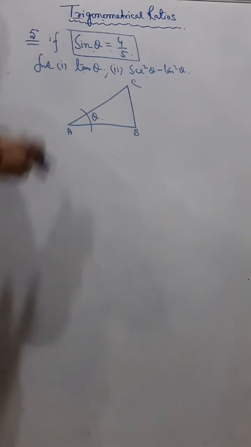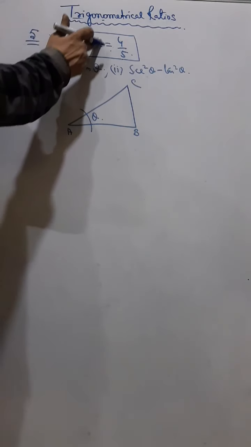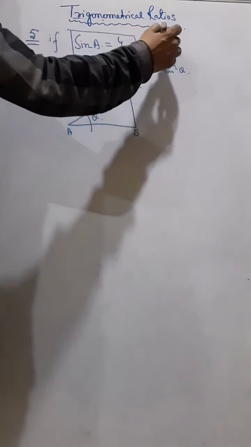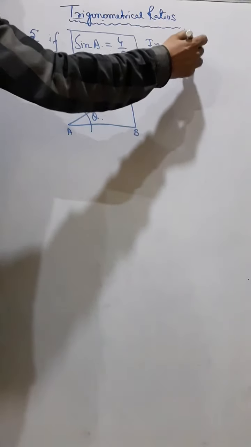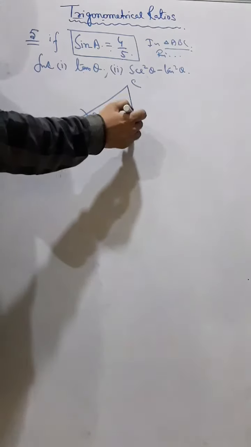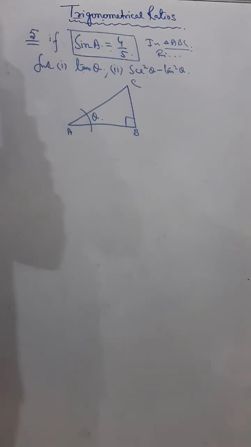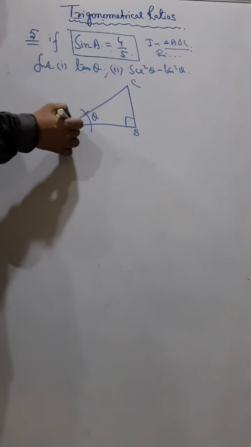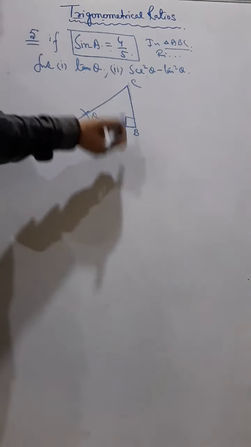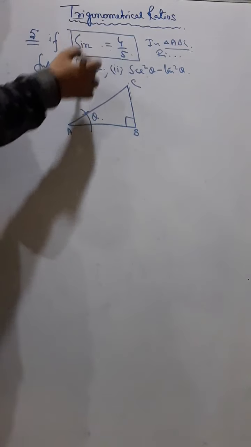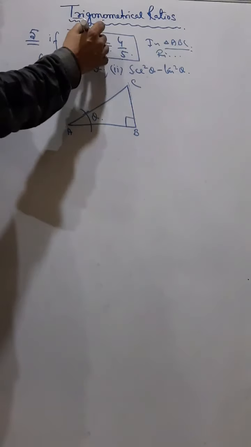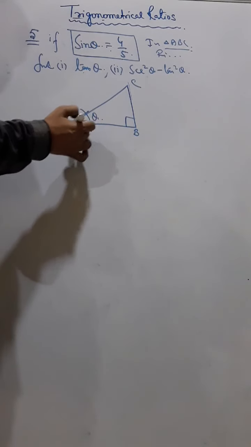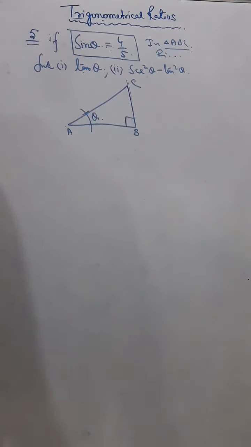Mind you, instead of sin theta, they may also give you sin A, and they may say in triangle ABC, right angle at B, sin A is 4 by 5. So when they say sin A, it means with respect to this angle. They can give you sin A, sin B, sin C or sin theta. Since they give you theta, I have taken this angle as theta in triangle ABC.